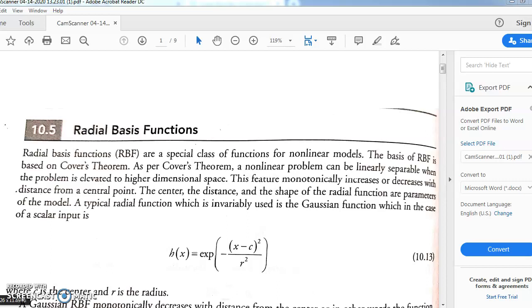In today's session I will explain the radial basis function with the help of an example. Students, till now we have seen the classification using supervised and unsupervised learning. Okay, so we have seen SVM, the support vector machine, where we have solved the problem of linearly separable data as well as non-linear data. Here, radial basis functions are a special class of functions for non-linear models.